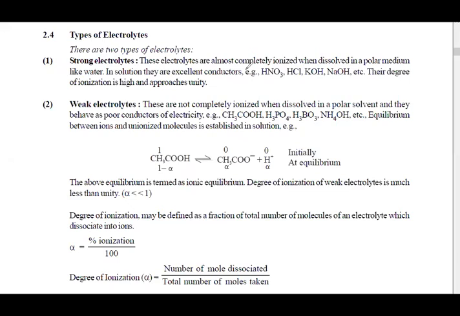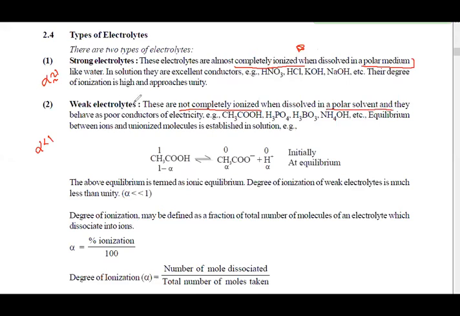Okay, so you have to remember the keyword. Strong electrolyte: alpha almost equal to 1, the degree of dissociation is high, which means complete dissociation or complete ionization when dissolved in a polar medium. Weak electrolyte: not completely ionized, which means alpha is less than 1, when dissolved in a polar solvent.